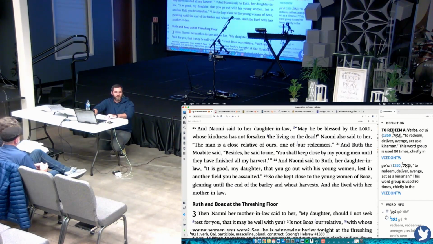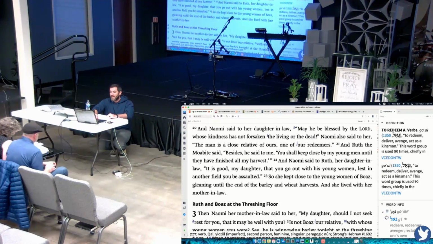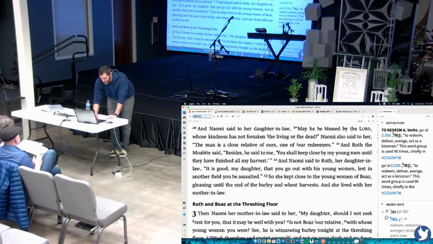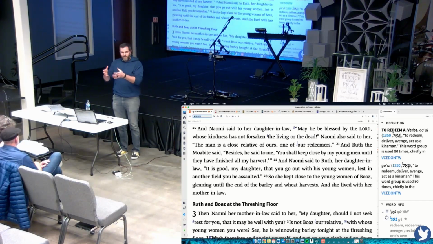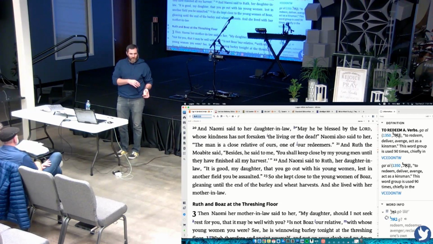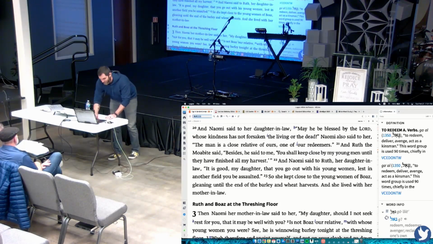So the idea of the kinsman redeemer goes beyond murdering the person who murdered your brother. It goes into the idea of the Levirate marriage, if you've ever heard of this. It's when one brother dies and his brother has to have a kid with the wife of his dead brother in order to continue the line of his brother.